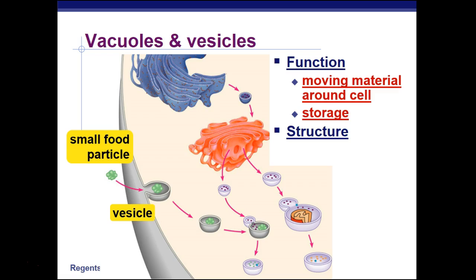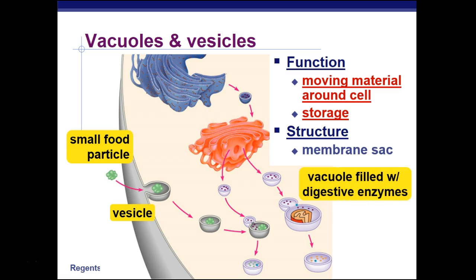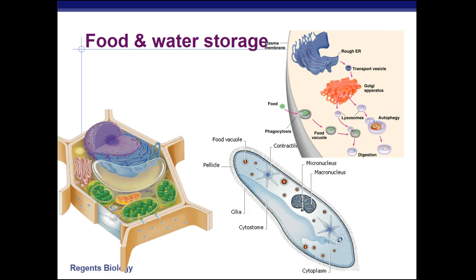In this case, a small food particle bumps into the cell membrane. It is surrounded by a portion of the membrane, forming a little membrane-bound sac that we call a vesicle. It can then travel into the cytoplasm, where it might meet up with a larger vacuole filled with digestive enzymes, allowing those nutrients to be broken down and perhaps used later for energy.